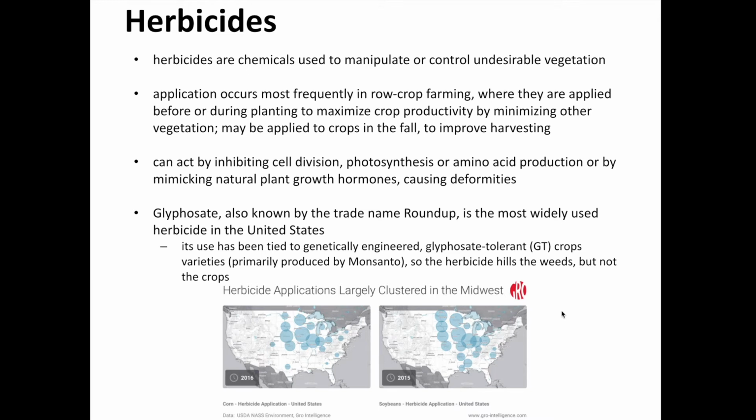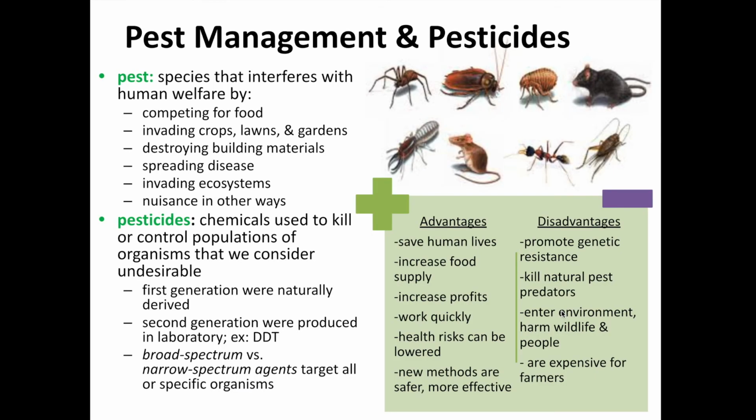And then finally, the last big piece of a green revolution is pest management. So species interfere with our production of food by invading crops and coming in and using or eating the crop for their own purposes. And so we use widespread pesticides, which are chemicals that kill or control these populations when we don't want them.